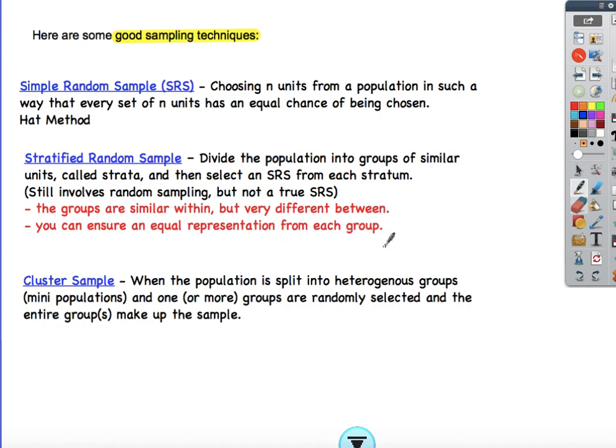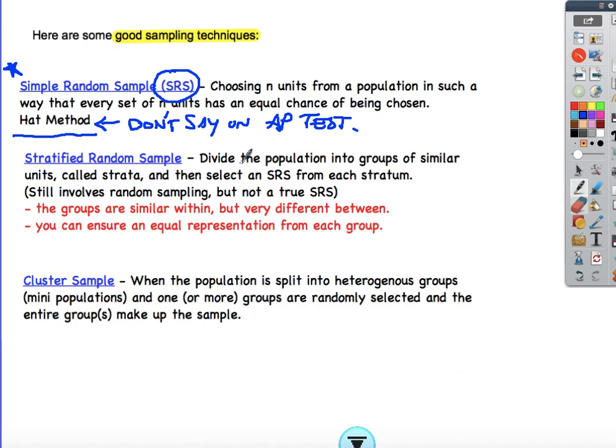Next are the good sampling techniques. So a simple random sample, it's abbreviated SRS. They would use SRS on the AP test as well. This is what we used to refer to as the hat method. I don't want you to refer to it as the hat method on the AP test. So don't say that on the AP test. So what I'm saying is don't refer to simple random sample as, quote, hat method, okay? Call it an SRS.